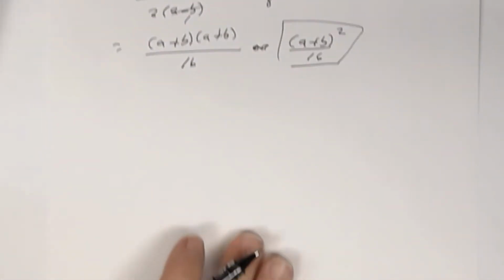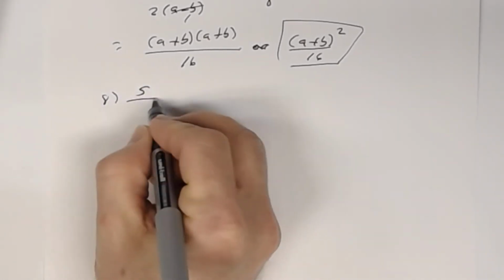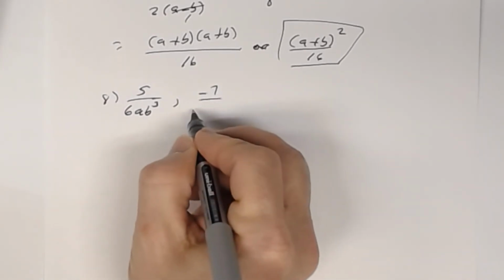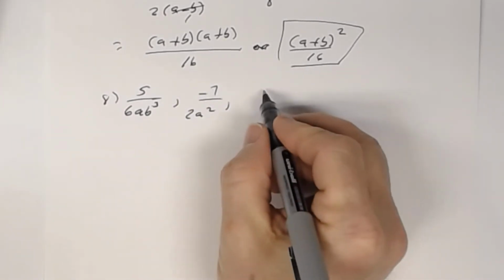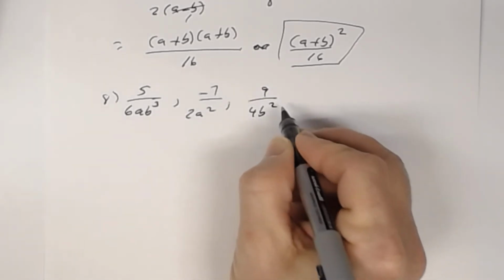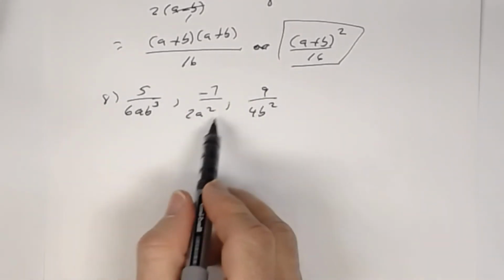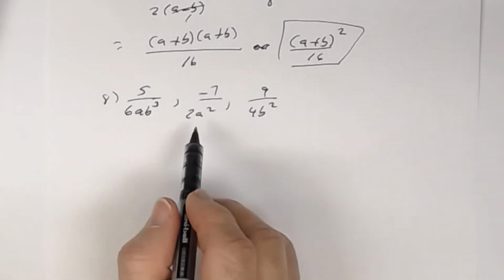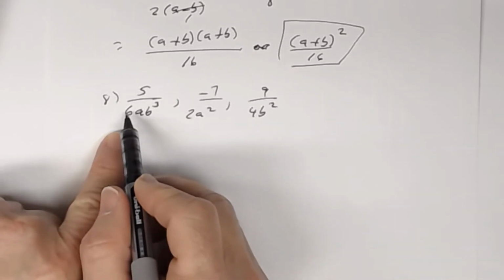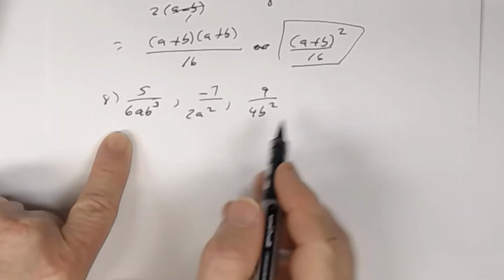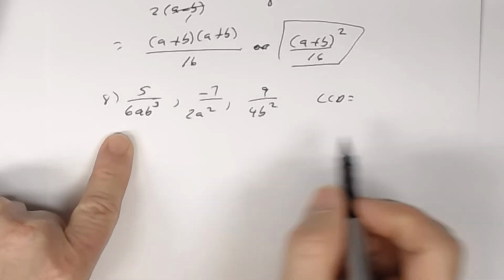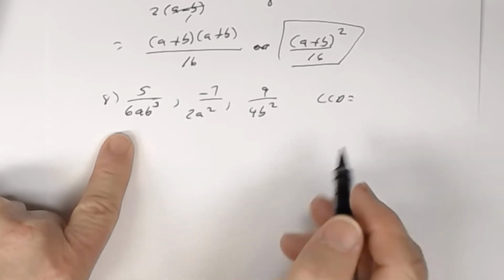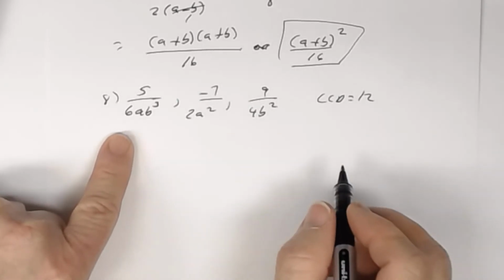If we look at number 8, we have 5 divided by 6ab cubed, negative 7 divided by 2a squared, and then 9 divided by 4b squared. Notice that these are all monomial factors. When finding the least common denominator of monomial factors, let's first look at the coefficients. So we have 6, 2, and 4. The smallest number that 6, 2, and 4 go into would be, in this case, 12.